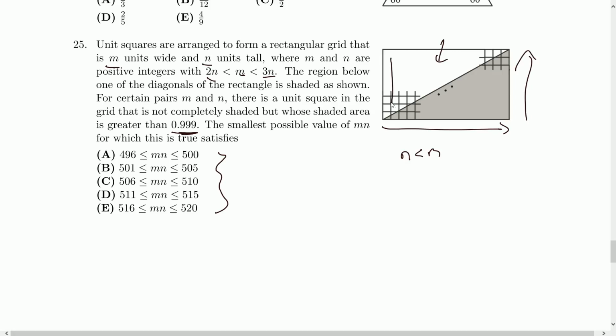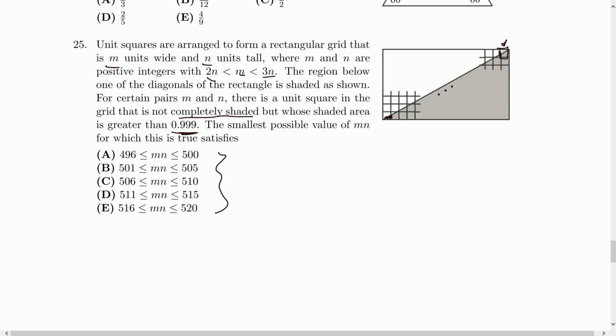If I take this upside down triangle and rotate it, it's going to match up exactly with this triangle. What does this mean? Well, I don't actually need to specifically be looking for a unit square that's not completely shaded, but whose shaded area is greater than 0.999. I can look for a unit square that's not completely shaded and whose shaded area is less than 1,000th as well, right? Because if I've got a shaded triangle here, there correspondingly is an unshaded white area up here in this square, and by symmetry they're going to be the same area.